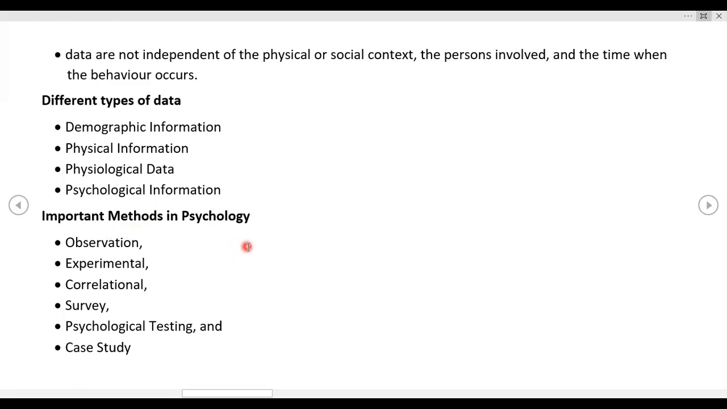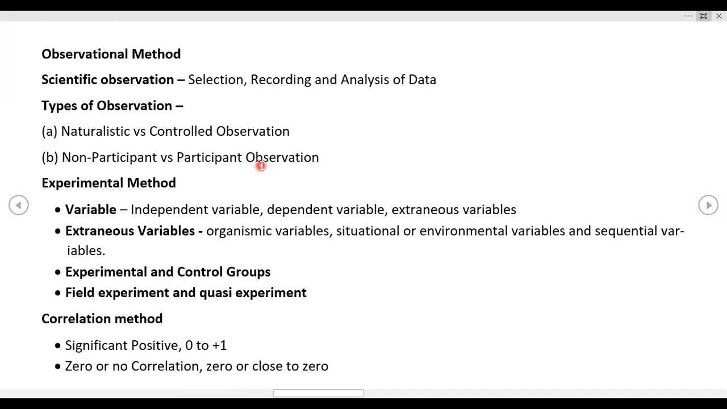Important methods: how can you collect the data? Yes, there are observation method, experimental method, correlational method, survey, psychological testing, and case study. There are 6 methods which we will be seeing. These are explained in detail in the earlier sessions. And in the observational method, particularly naturalistic observation and non-participant observation. These are the 2 types: naturalistic and controlled behavior, and participant and non-participant. These can be used in different contexts.